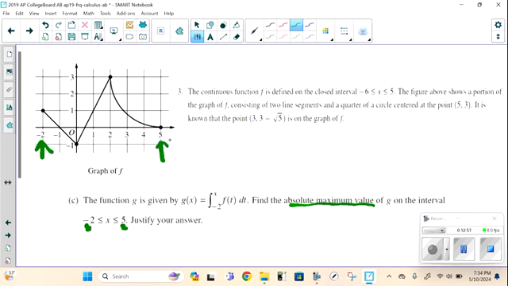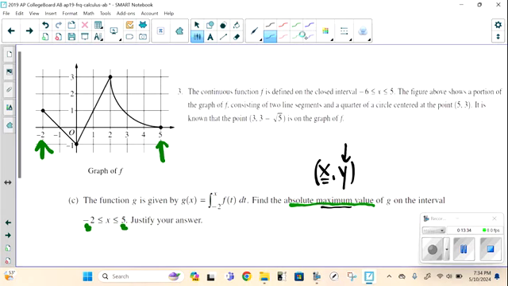Now, when it says the absolute maximum value, that's not a coordinate. They want the y. The x is the location where the maximum occurs. The y is the actual maximum value. So when I find where this maximum occurs, when I find the x, I need to go back and find the y. First things first, in order to find any min or max, we need to find where our critical points are, where our derivative is 0.